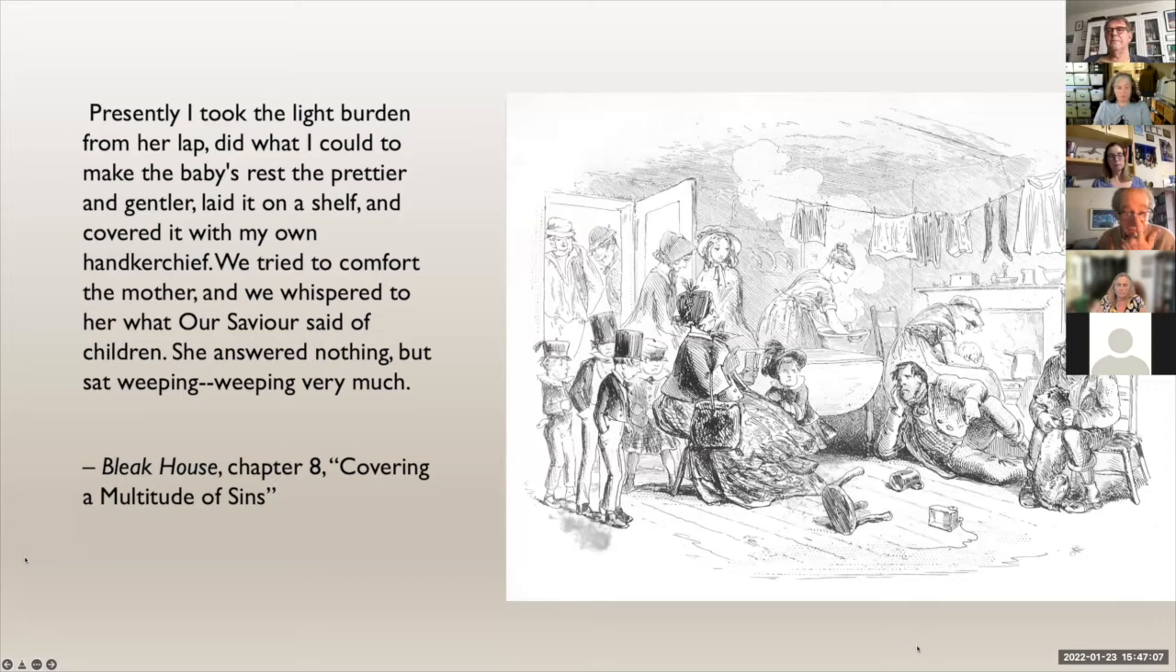And one of the things that is interesting to me about it is that Esther, as narrator, does not tell us what she is feeling at this point. All she tells us is what she did. I took the light burden, did what I could to make the baby's rest the prettier, gently laid it on a shelf and covered it with my own handkerchief. The emotion in this scene comes from Ada. Can you go back one slide?